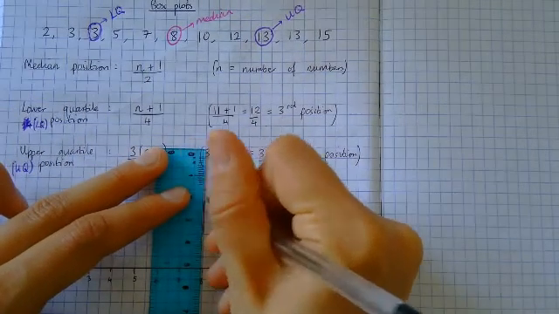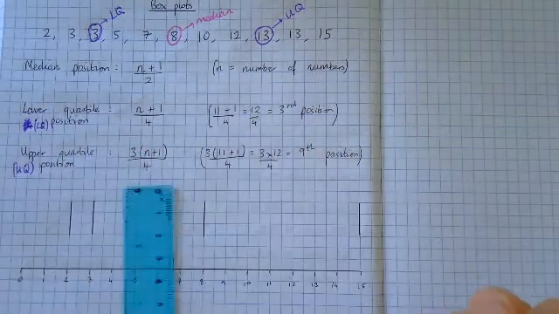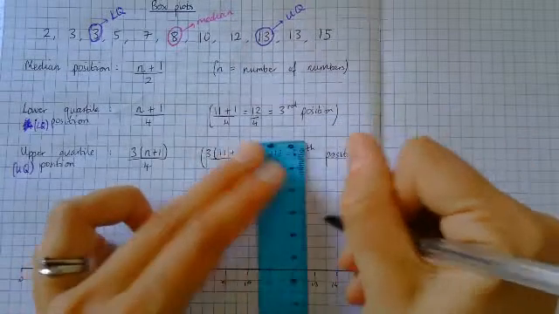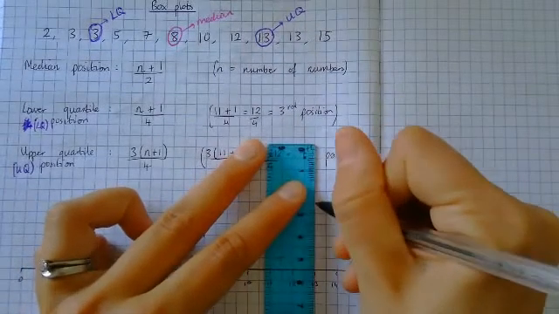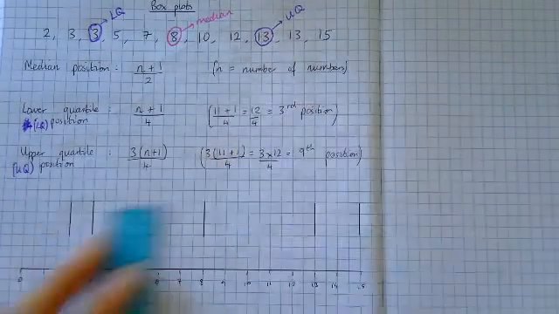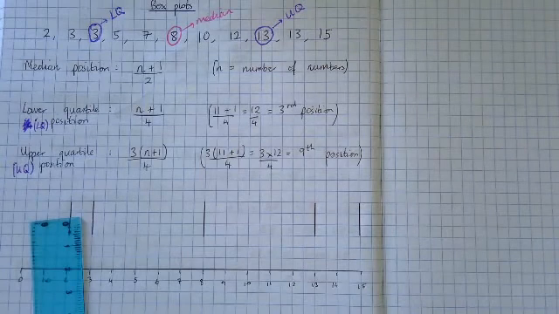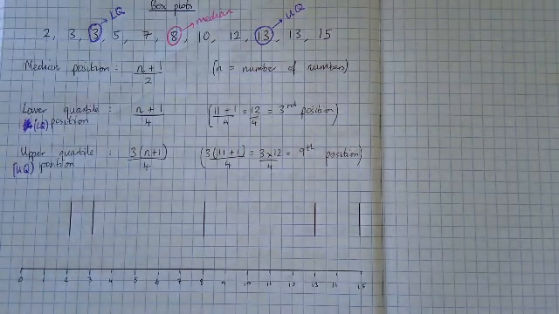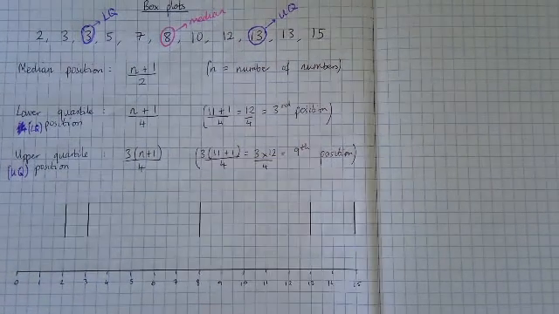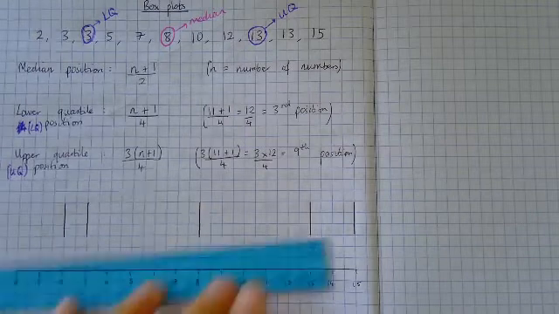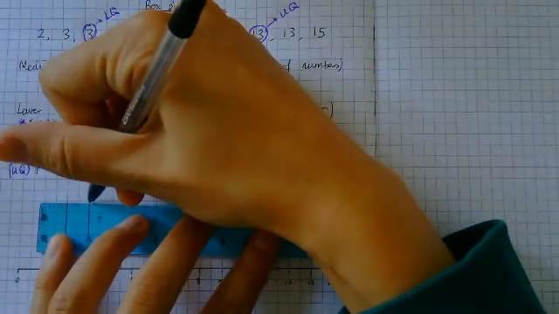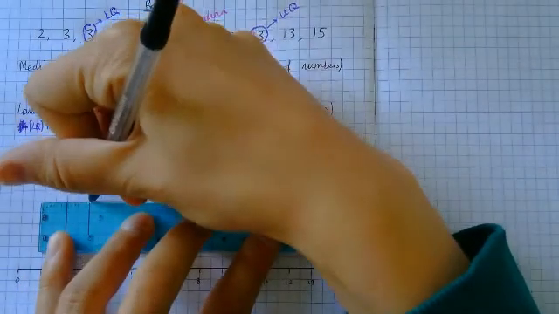And I need a vertical line for my median. And I need a vertical line for my upper quartile. And then we have to connect them up in a specific way. But that's it. I've done the foundings of my diagram here.